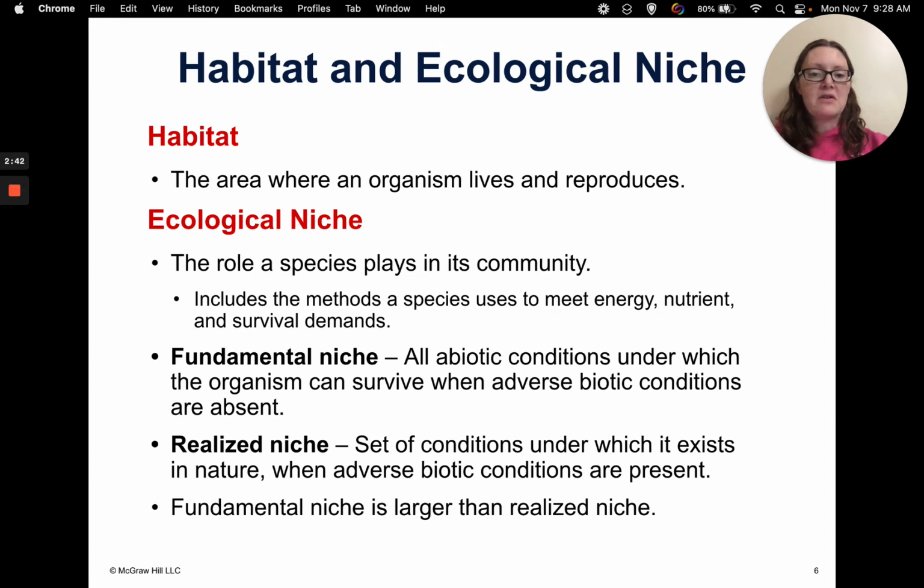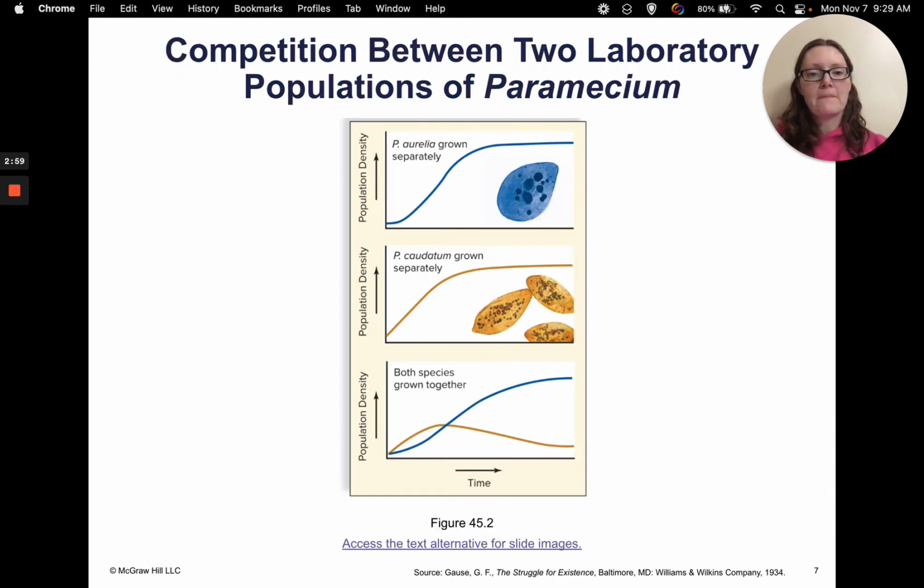So the fundamental niche is like the abiotic needs, and the realized niche is the set of conditions under which it exists in nature when adverse biotic conditions are present. The fundamental niche is larger than the realized niche overall.